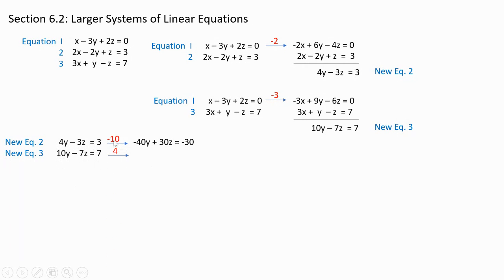So after I multiply -10 on equation 2, this is the result: -40y plus 30z equals -30. And if I multiply 4 times every term on equation 3, it's going to give us 40y minus 28z equals 28. So after I execute the operation, it's going to give us 2z equals -2. So we have to solve for z, right? So we divide both sides by 2. So the result will be z equals -1.